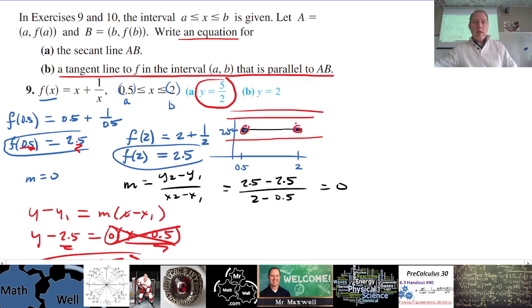So is it just, like, if that was an equation, would that just be 2.5 plus x? A tangent line to f. Okay, hang on for a second.